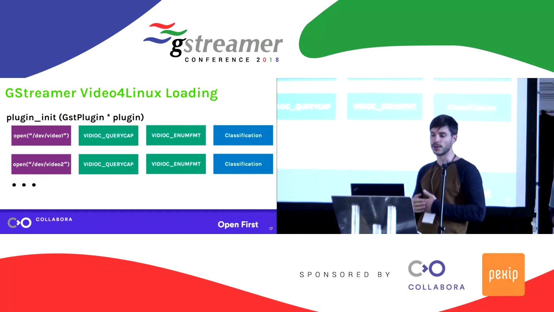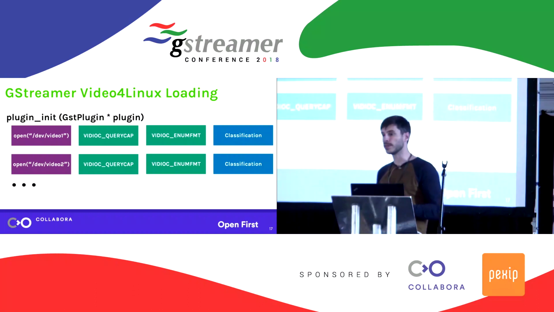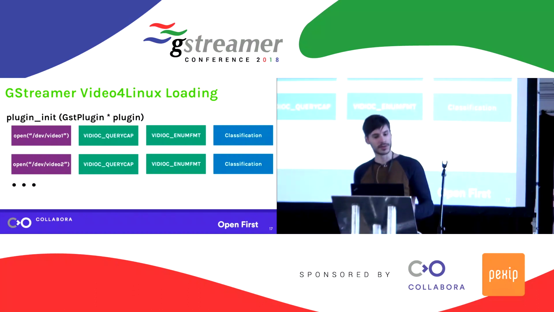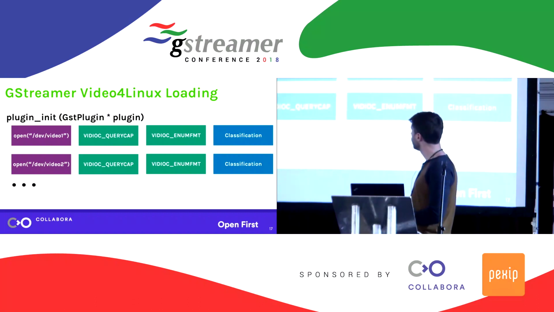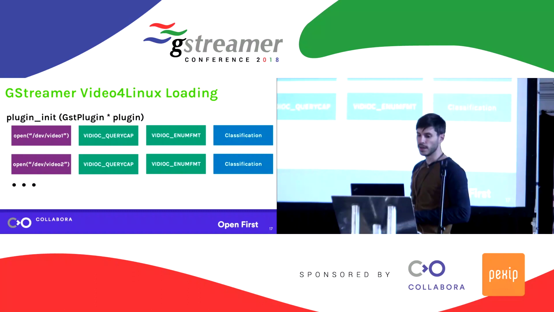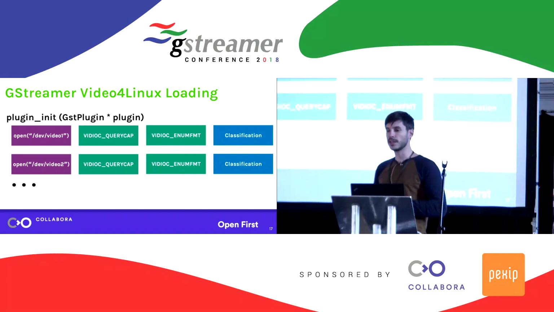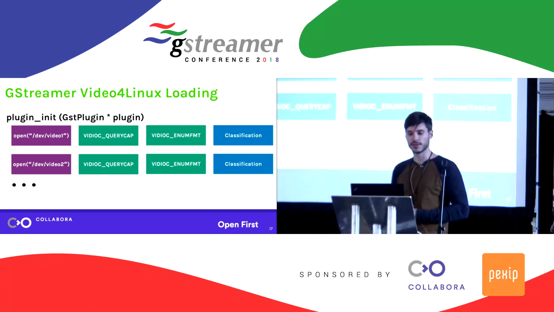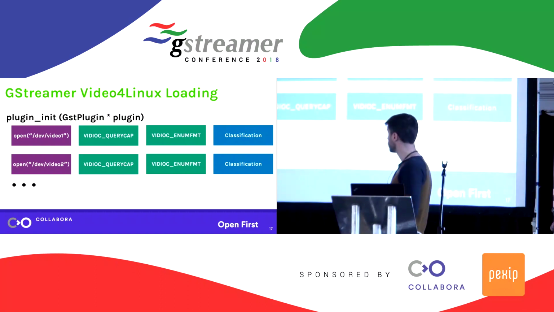So we move that code into the plugin entry point. GStreamer has a plugin, it has an entry point, it's a good place to do stuff. So in this function, we're going to iterate all the video nodes that we find. We get these videos usually through udev, but it's an optional dependency, so we have other methods to enumerate the devices.